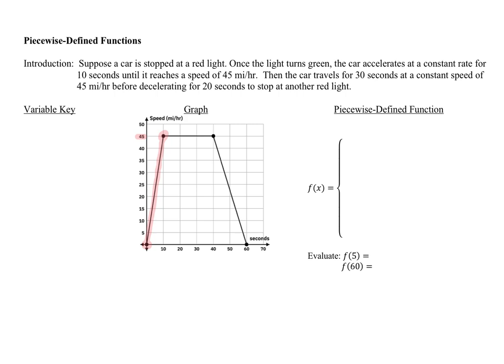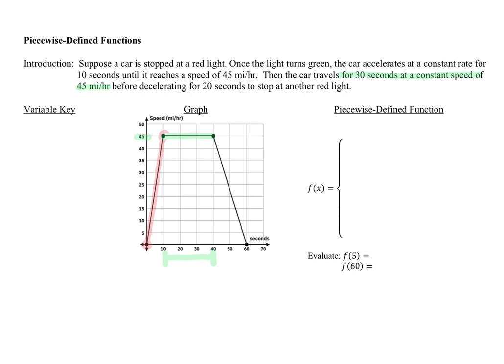But then we have a change because now it says the car is traveling for 30 seconds at a constant speed of 45 miles per hour. So this portion of the graph represents the constant speed, again, of 45. And you can see that that occurs right here from 10 seconds until 40 seconds, and that's a total amount of time of 30 seconds.